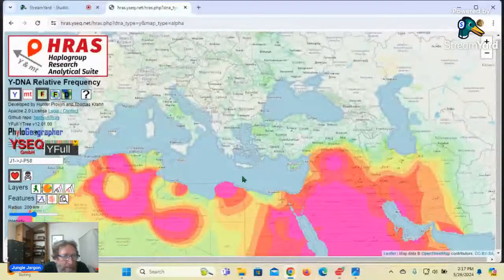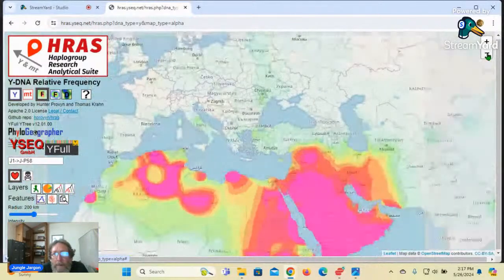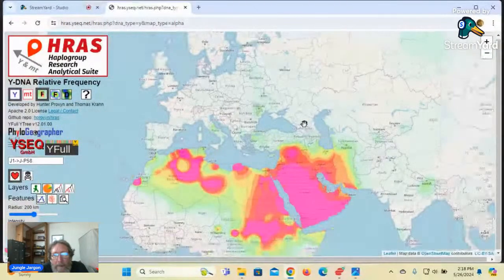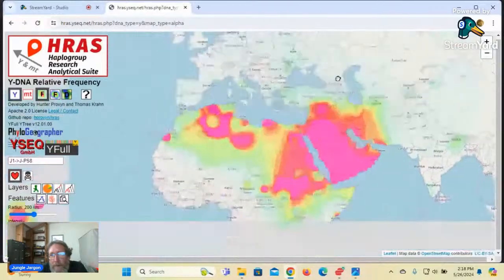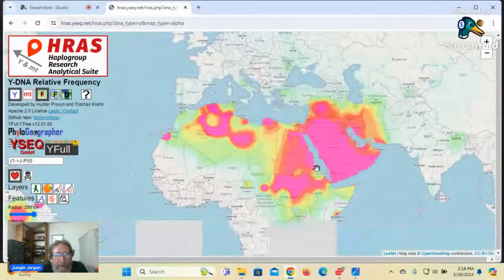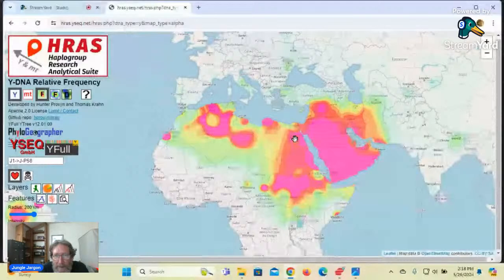Okay, now this is P58 here, which is pretty impressive. I mean, a significant number of people. And of course, they found the people in Africa that were descended from Aaron, identified by the J1 P58.